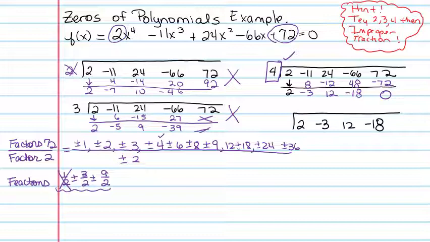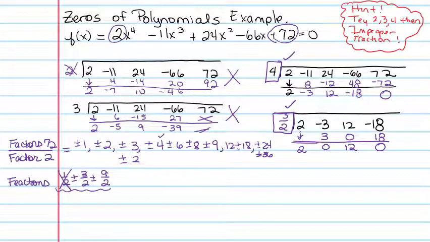It said try an improper fraction, so I'm going to try 3 halves and see if that works. I'm going to give myself some room again. Okay, so now we'll try this and see if it works. Bring down my 2. Okay, so 3 halves times 2 is 3, and that's going to give me 0. 3 halves times 0 is 0, and that's going to give me 12. And 3 halves times 12, well, that's 18, and that worked. So this one worked.